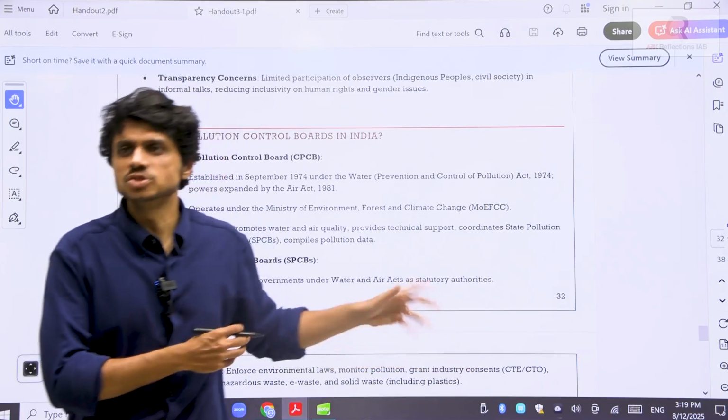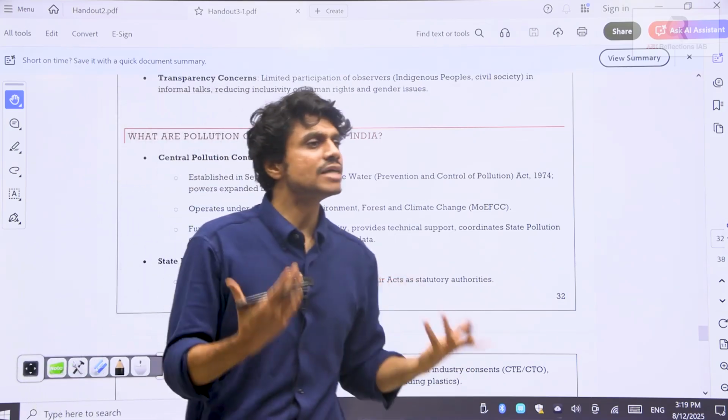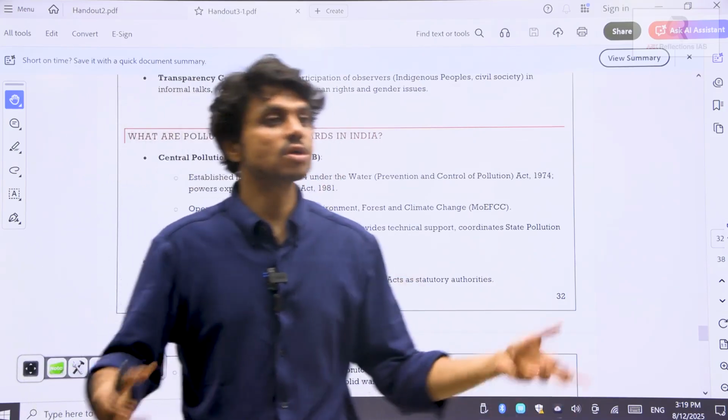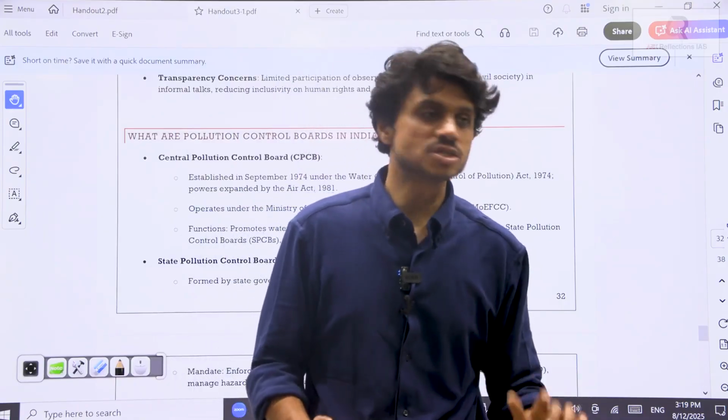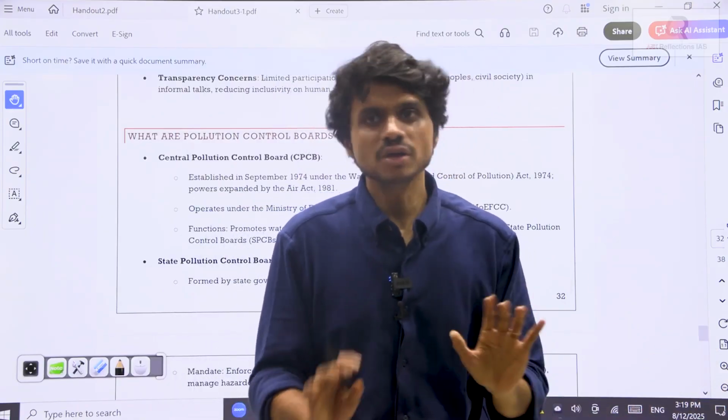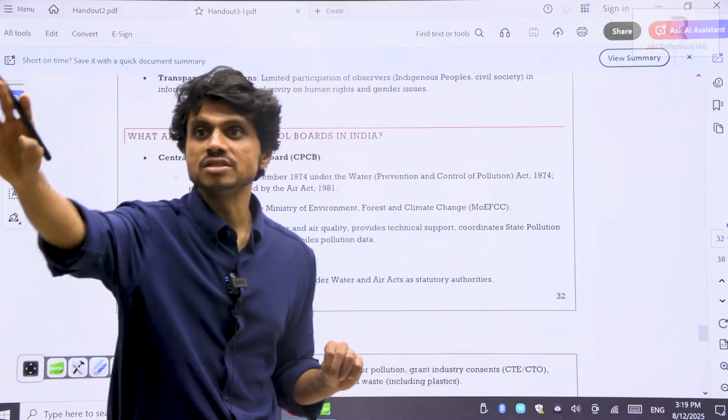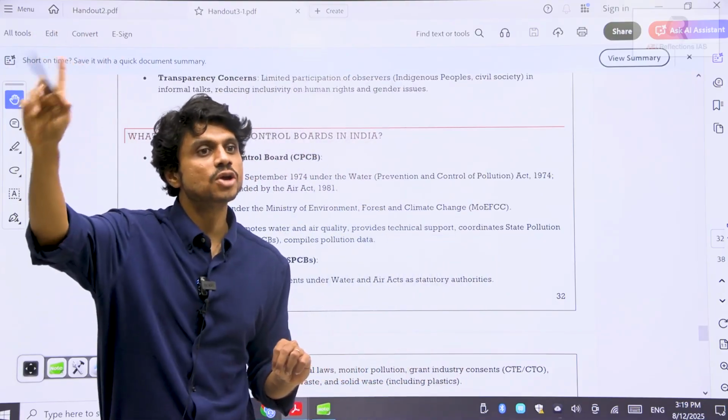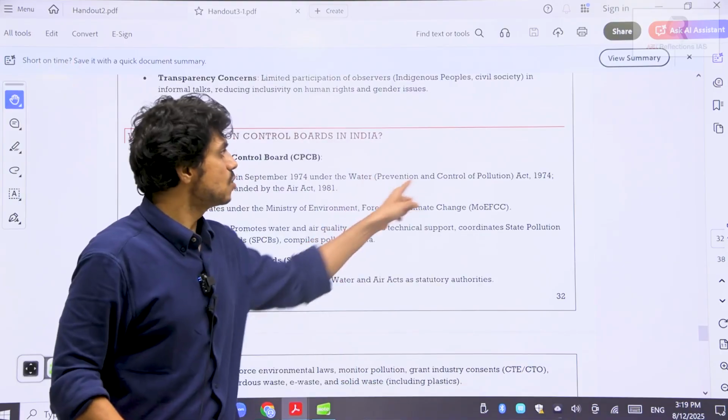However, it is not doing its job properly. Their capacity is limited. They are not able to monitor all the industries that are present. They are not able to measure the environmental quality standards. But from the prelims point of view, they will ask whether the CPCB is a statutory body or not. Yes, through the Water Act.